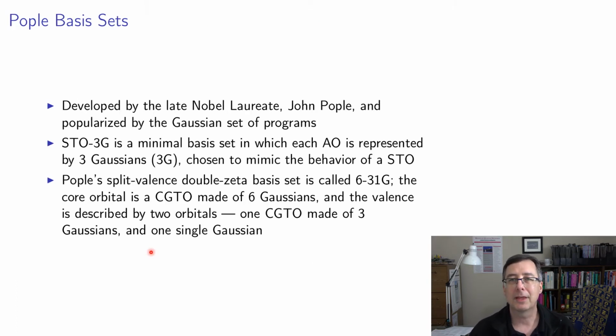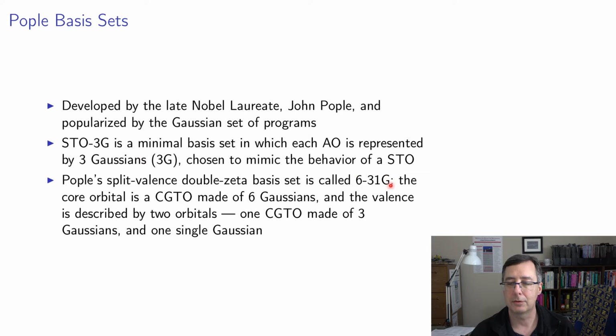And these Pople basis sets, of course, are named after John Pople, the Nobel laureate, who created the Gaussian set of programs. STO-3G, I've already mentioned, is a minimal basis in which each atomic orbital is represented by 3 Gaussians to mimic a Slater-type orbital. Okay? Now, he has more than just minimal basis sets.